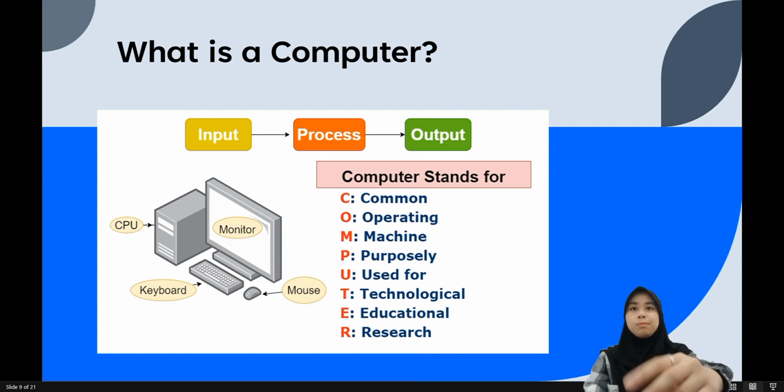When I type Huda, it will come to this laptop, the monitor. This is the CPU, this is the keyboard, monitor, and this is the mouse. And all of this is hardware.